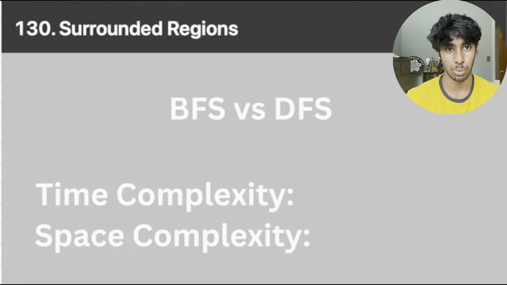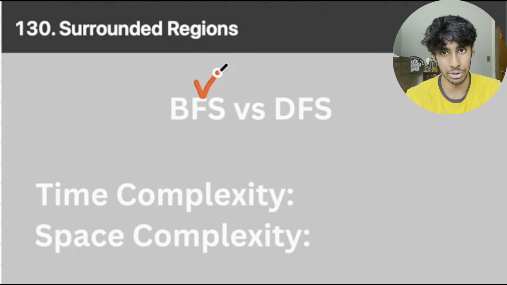This algorithm has reduced a fairly complex problem into a simple searching problem. And there are two algorithms we can use to search for O's that are connected to the O's we find on the grid's border. And those two algorithms will be breadth first search and depth first search. There isn't going to be a huge difference between these two implementations, and they are both going to be the same time complexity and space complexity. But I'm going to be presenting a breadth first search solution today.